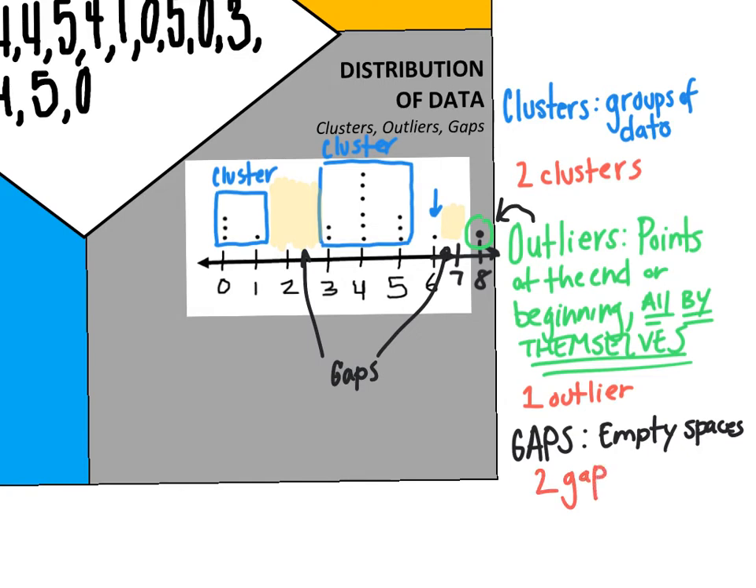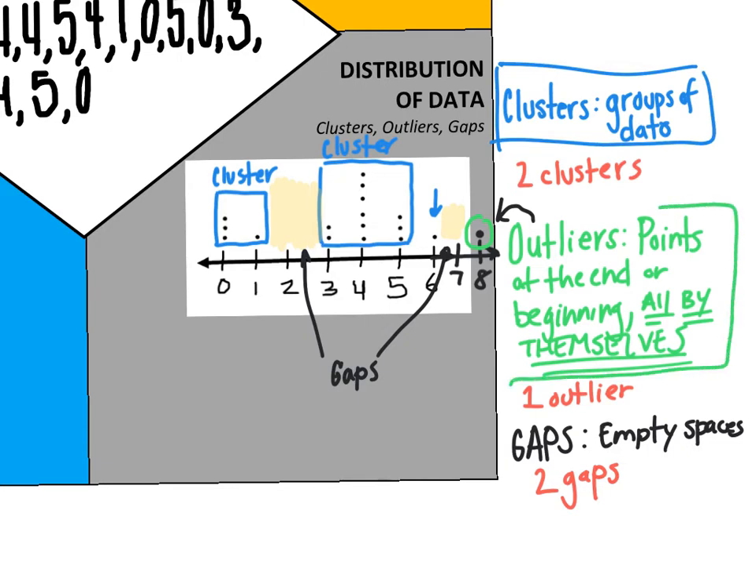So these gaps, in this case, I have two gaps. And in some cases, you'll have 0 gaps. In some cases, you'll have 4 gaps. It depends. The same, you won't always have a cluster. You won't always have an outlier. You won't always have gaps. But those are things to look for. So those are our 3 vocabulary words that you need to be familiar with: clusters, outliers, and gaps.